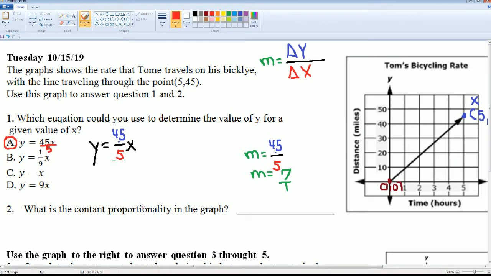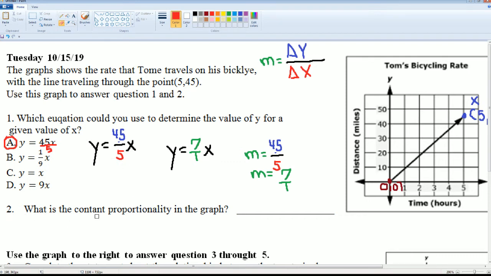Or you could have written it as 9 over 1, but they don't have a 9 over 1 here. So it should be 45 over 5x, or you could have seen it as this equation, or like this using 9 over 1, 9 over 1 x. So these are your two equations basically.